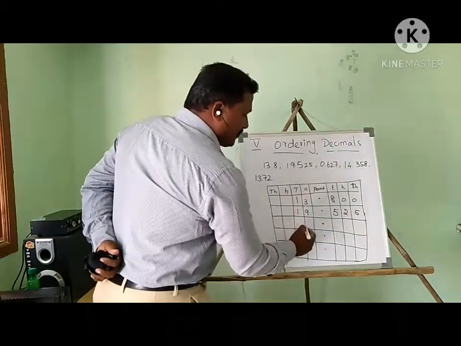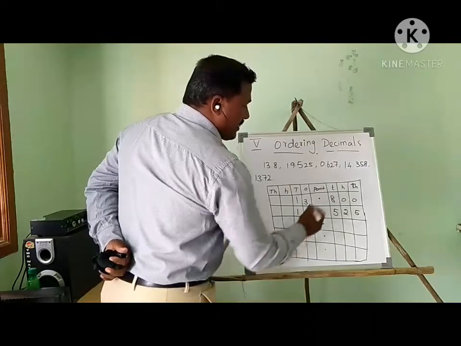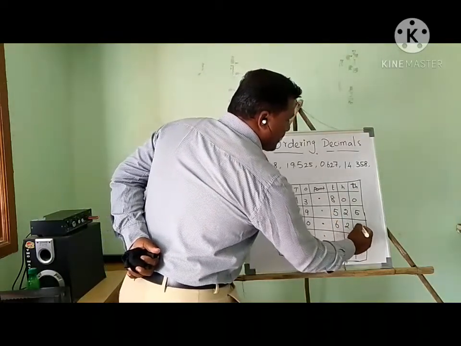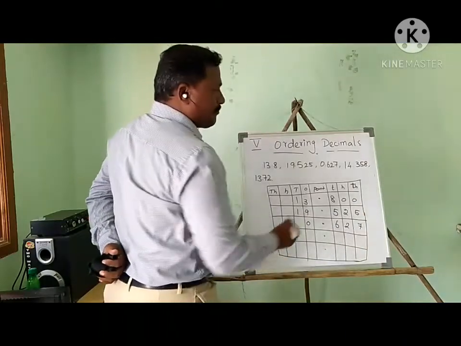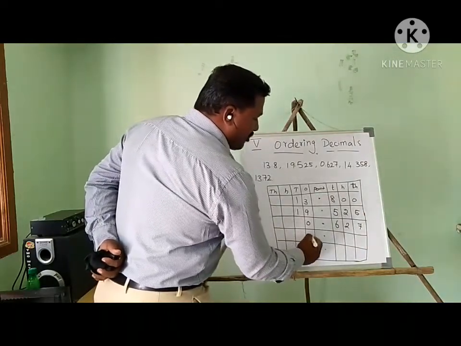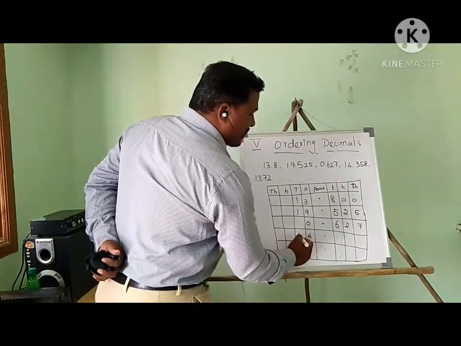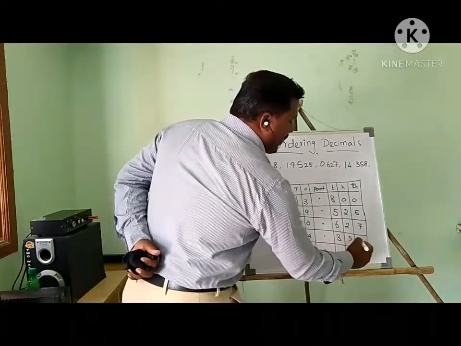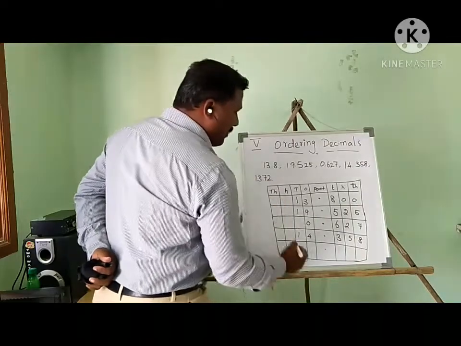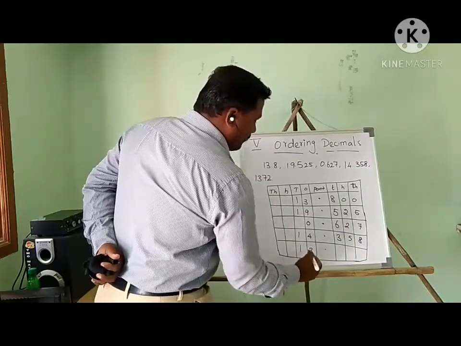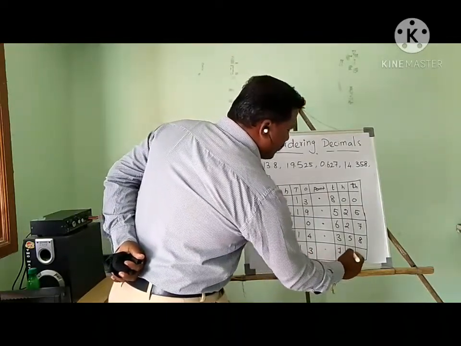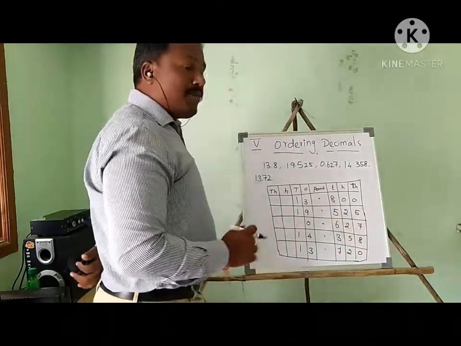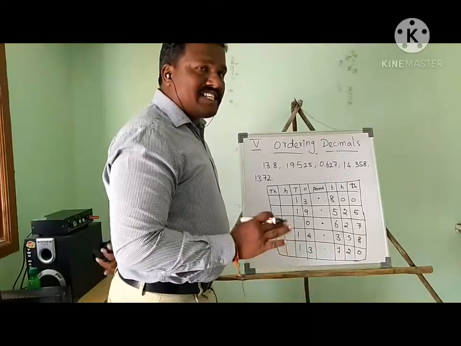Then the third one, 0 is the ones place, then 6 is the tenths place, 2 is the hundredths place, 7 is the thousandths place. The next number is 14.358, 4 is the ones place, 1 is the tens place, then 3, 5, 8. Then another number 3.720, with 0 in the thousandths place. So I have placed all the given decimals.